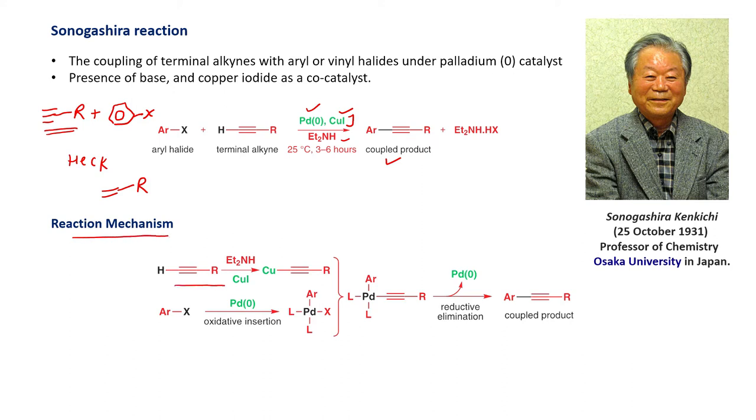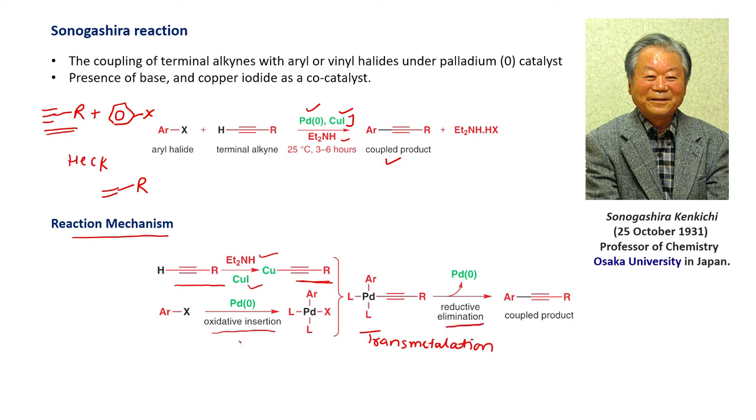You treat terminal alkyne with copper iodide and base and you activate the terminal alkyne, and the remaining steps are the same as we studied in Suzuki reaction, Stille reaction, Heck reaction. First step is always oxidative insertion. Second step is transmetallation. And third step is reductive elimination.